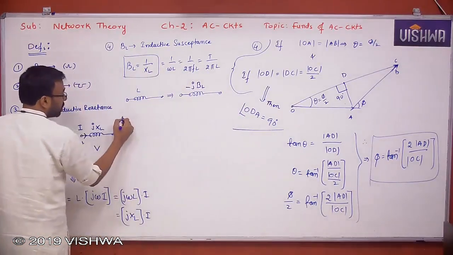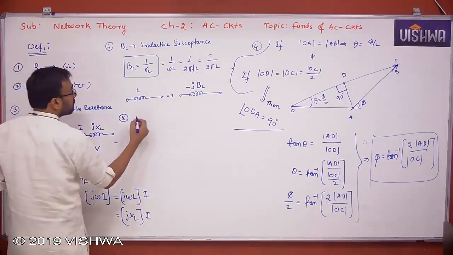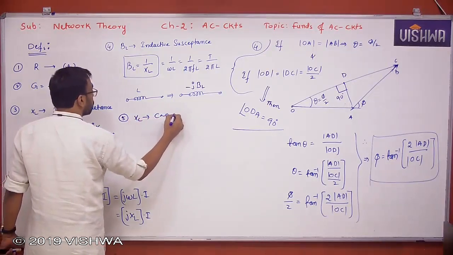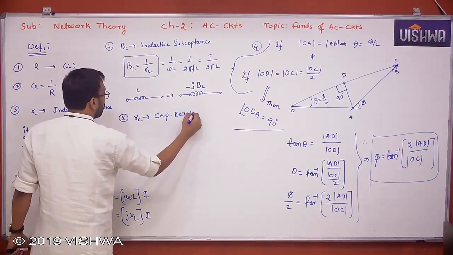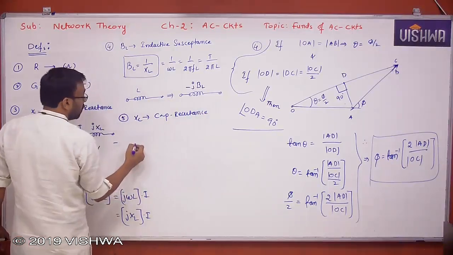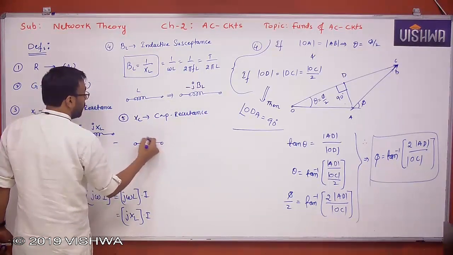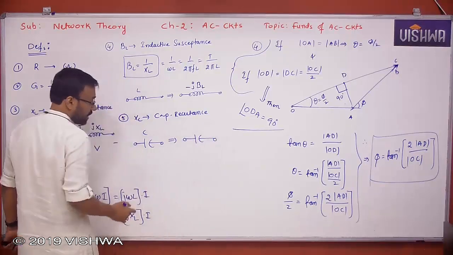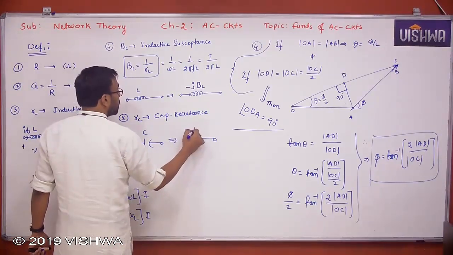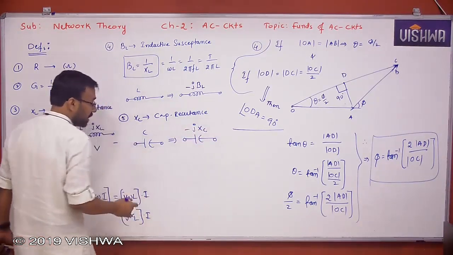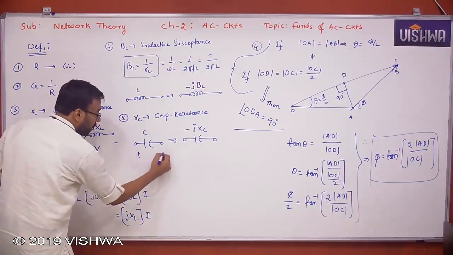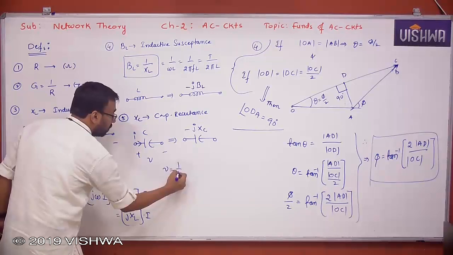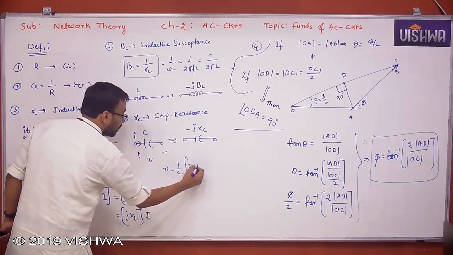So fifth one is capacitive reactance. In time domain, it is C. In complex domain or phasor domain, you take minus JXC. So how did you get minus JXC? Let us discuss here. What is this V? What is this here? I. V is equal to 1 by C integral I dt.